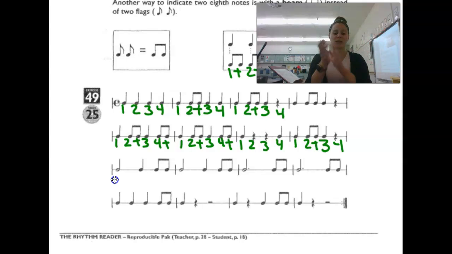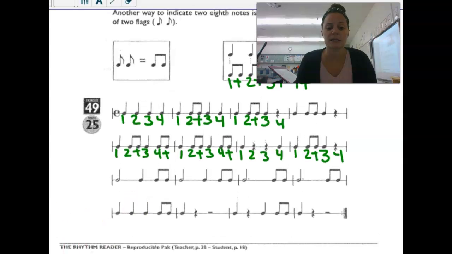2, 3, 4 and 1, 2, 3, 4 and 1, 2, 3, 4 and 1, 2, 3. Last line, 1, 2, 3, 4 and 1, 2, 3, 1, 2, 3, 4 and 1, 2, 3, 4. Remember, you can always stop the video and go back and get some extra practice if needed.